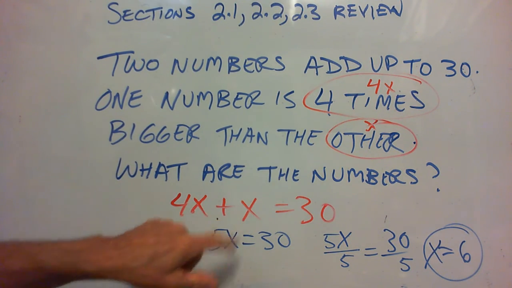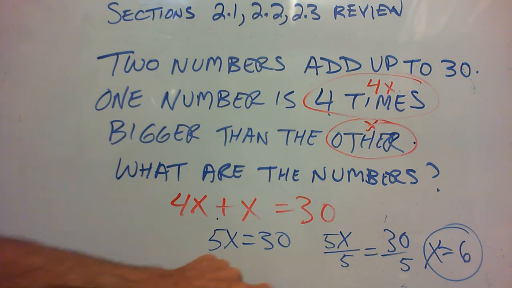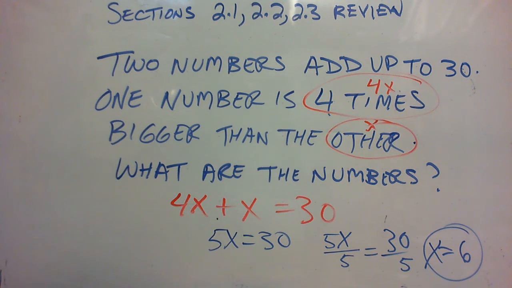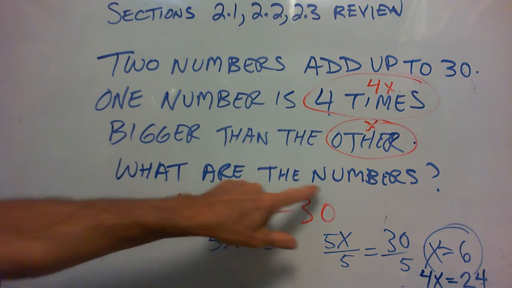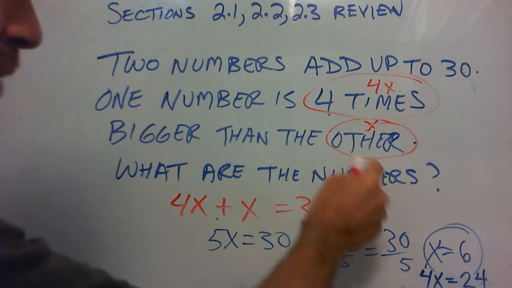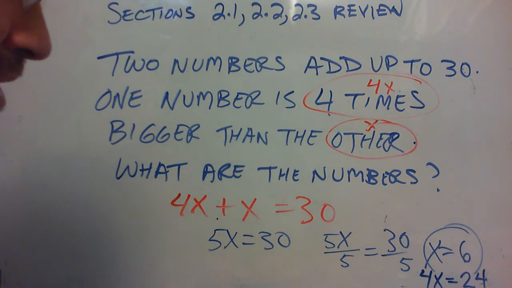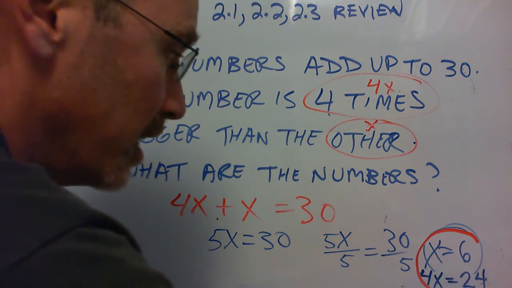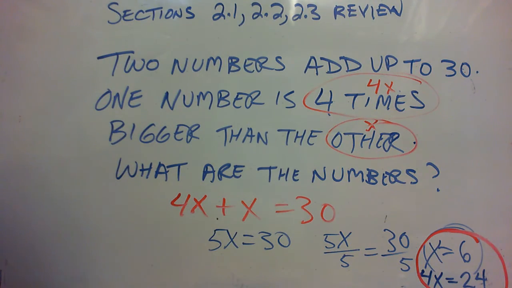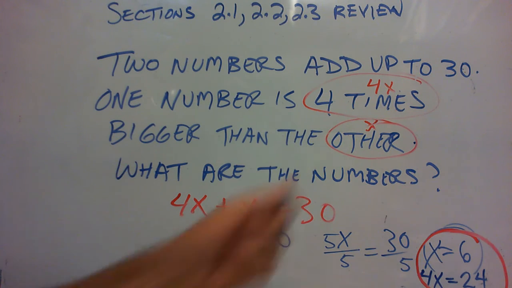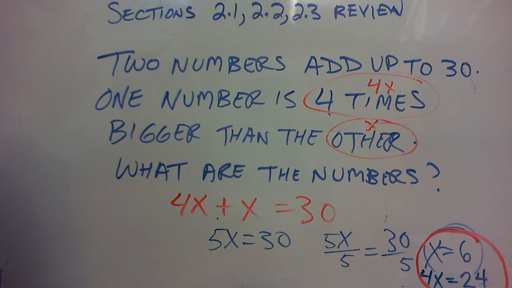So we just add 4x plus x to make 5x equals 30. 5x divided by 5 equals 30 divided by 5. We get x equals 6. And you're tempted to say, I'm done, but the question is, what are the two numbers? Well, if 6 is the one number, the first number, which is 4 times as much, is going to be 4 times 6, 24. So our two answers here are 6 and 24. Those are the numbers, and indeed they do add up to 30, and 24 is 6 times 4, or 4 times as much.